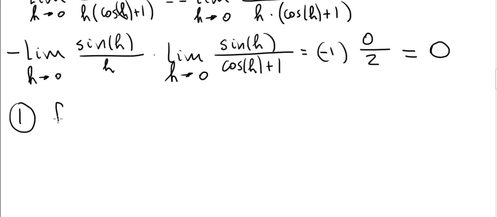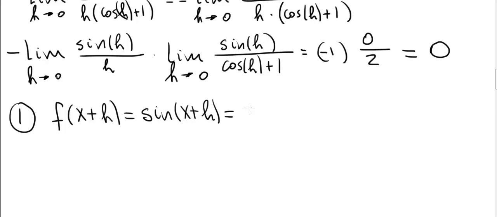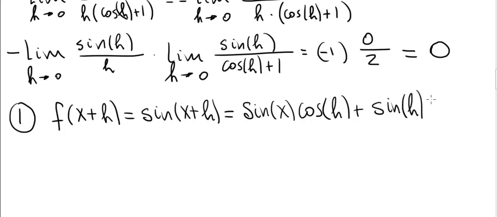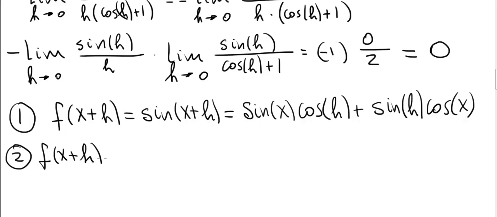The first step is to express f of x plus h, which in this case is sine of x plus h. We are going to use the trig identity listed above. It is sine of x times cosine of h plus sine of h times cosine of x. That's the end of step 1. Step 2 is to take step 1, f of x plus h, subtract from that f of x.